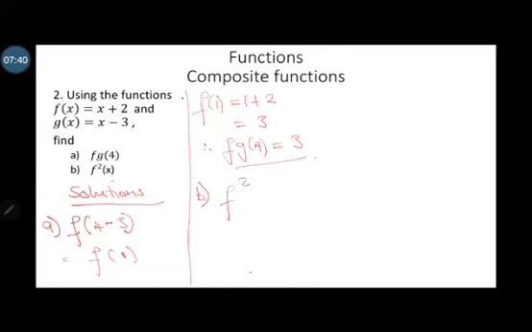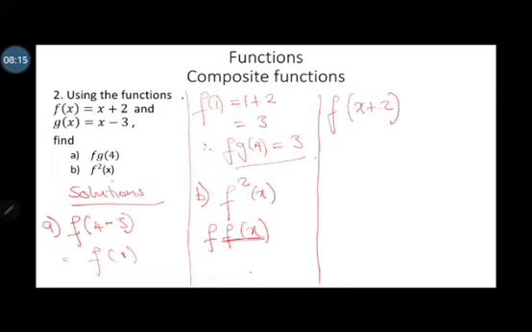B, we have f squared of x. So f squared is f times f. So we have the function f mapped onto itself. So we have f of x. So again, we work out what's closer to the x. So we have f, open our brackets, our f of x is x plus 2. So we now have f of x plus 2.